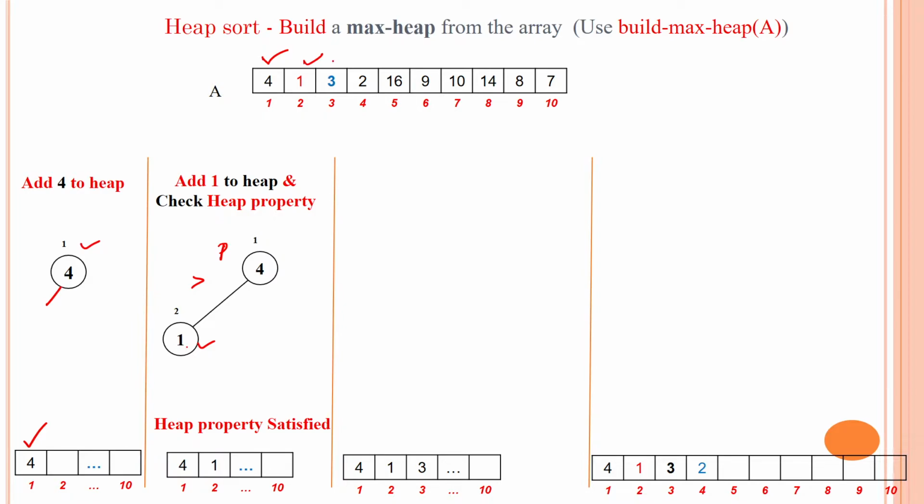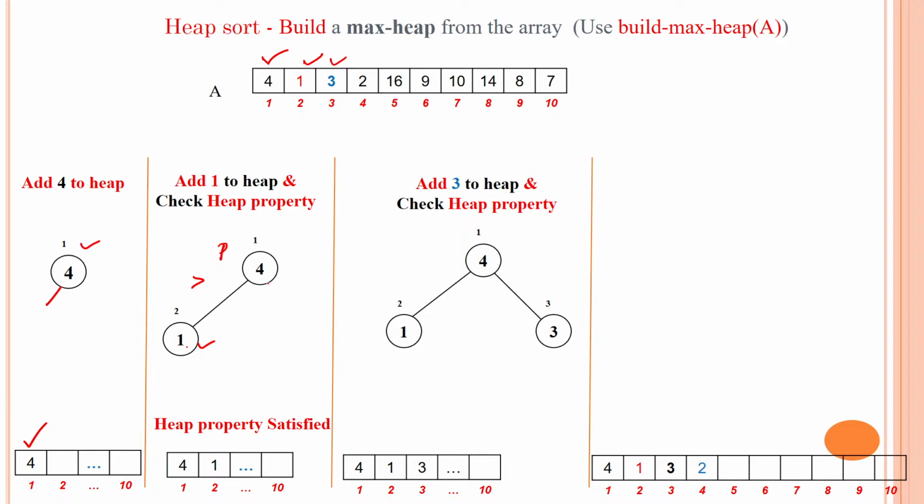Then we are going to add the 3 into the heap. Here the right child is missing, so the right child is 3. Now we are checking the heap property. 4 is greater than 3, so it is satisfying the heap property.